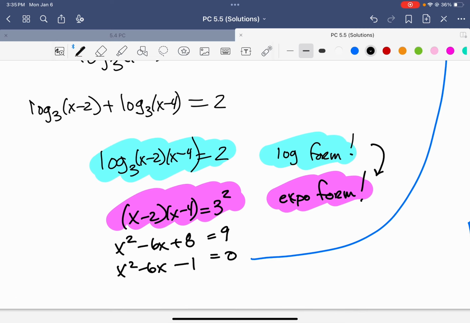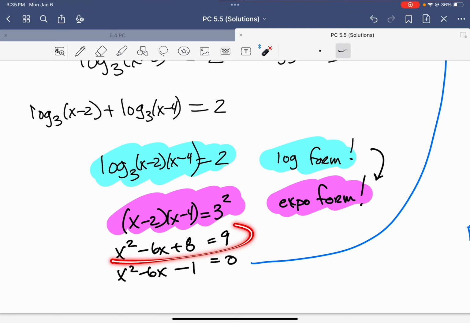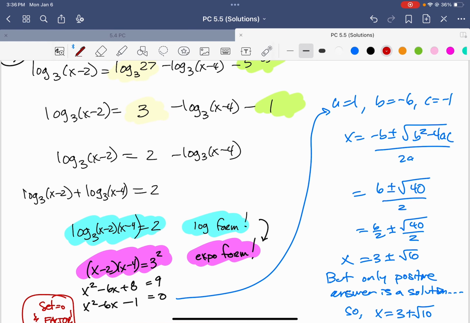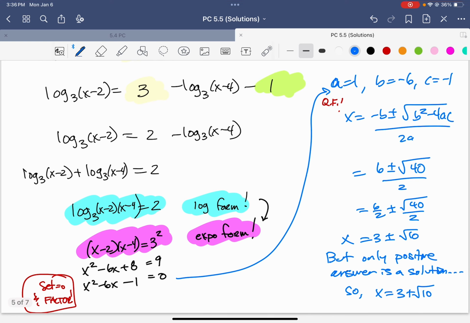And so then now I have an equation I need to solve, and we know that the main way to solve an equation by hand is to set equal to 0 and factor if you can at all. So set it equal to 0, try and factor, I can't. So again, I have to use my old buddy, the quadratic formula, because it's a quadratic. If it was a cubic, I couldn't do that. We get our answer, 3 plus the square root of 10. Similar to last time, only the positive answer makes sense.